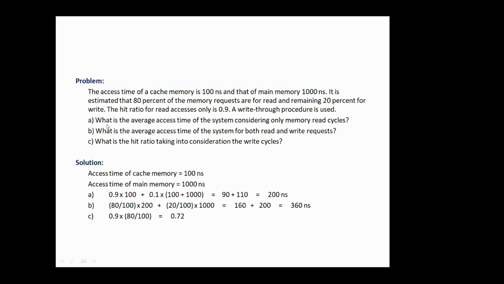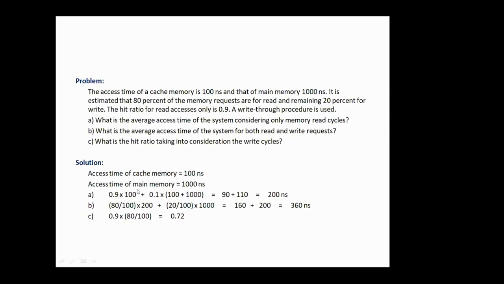Okay. The first part of the problem says, what is the average access time of the system considering only memory read cycles? Let us first see this A part. It is given that the access time of cache is 100 nanoseconds and the access time of main memory is 1000 nanoseconds. If we take only memory read cycles, it is given the hit ratio is 0.9, which means that 90% of the times the word is found in cache. Fine. So 90% of the times, that is 0.9, which is the hit ratio, the word is found in cache. And if the word is found in cache, the access time is 100 nanoseconds.